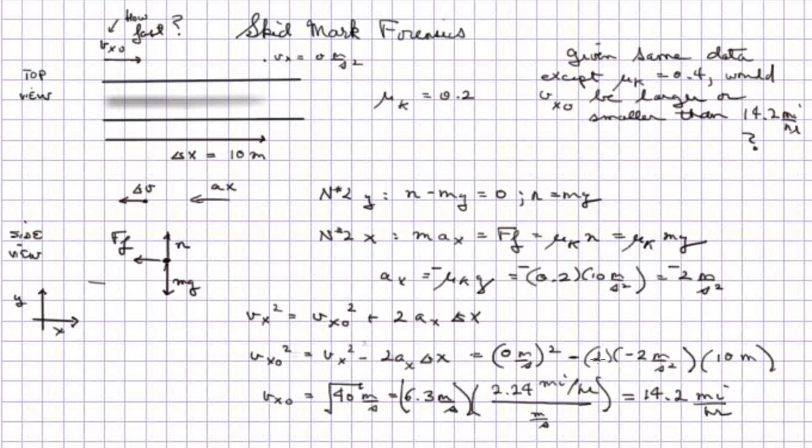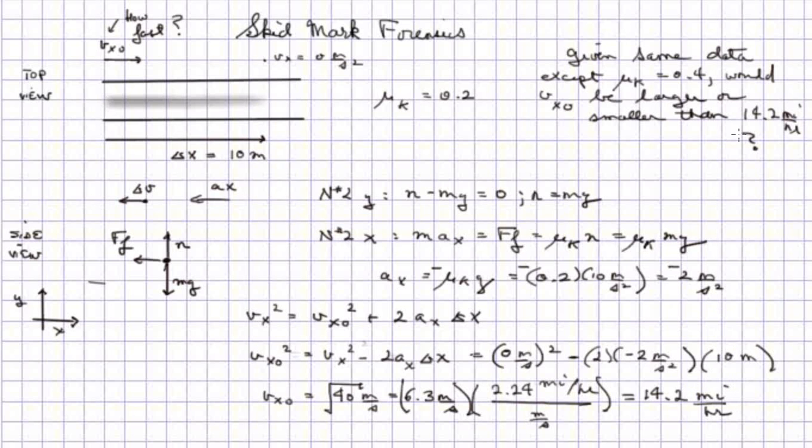Vx naught is the square root of 40 meters per second, which is 6.3. Again, just using my calculator, one decimal point, and then converting that to miles per hour. 1 meter per second is 2.24 miles per hour, so I can just multiply by this ratio to convert. So that would mean that the car at the beginning of the skid mark, the point at which the wheel became locked relative to the road, is 14.2 miles per hour.